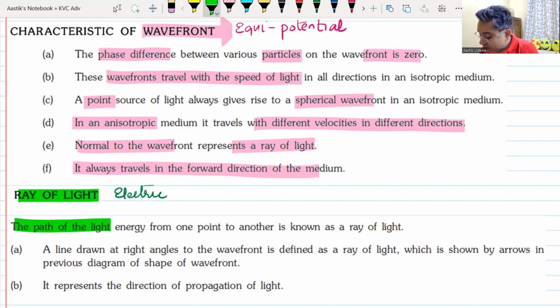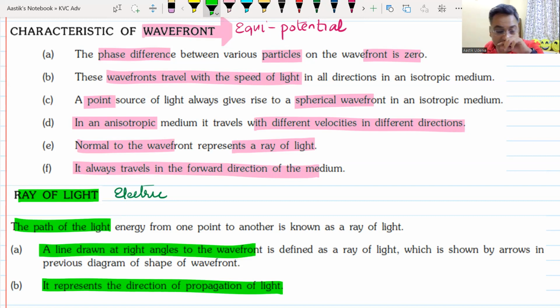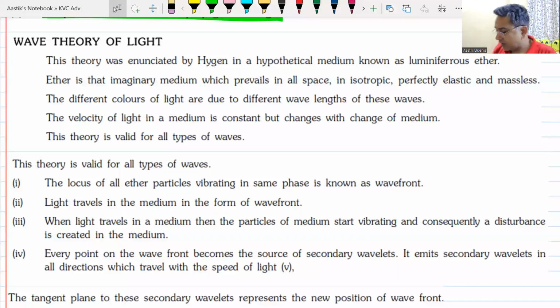It gives us the path of the ray. It is a line drawn at 90 degrees to the wavefront. It represents the direction in which the light is traveling. We understand this? Yes, sir. I'll give you a minute to note it down. Then we move on and see the important points of this wave theory of light.